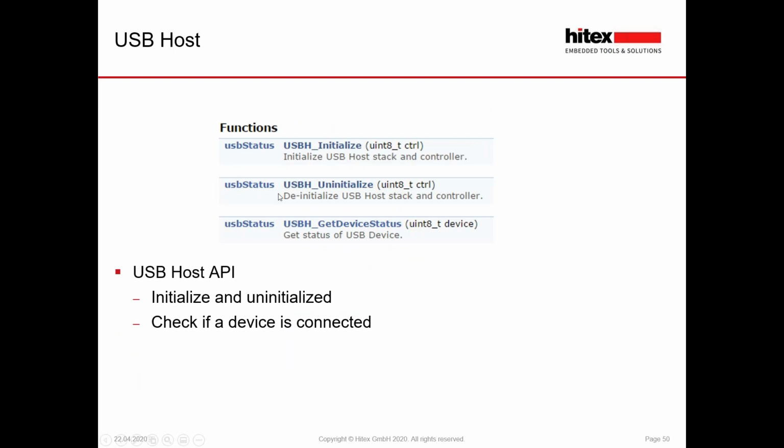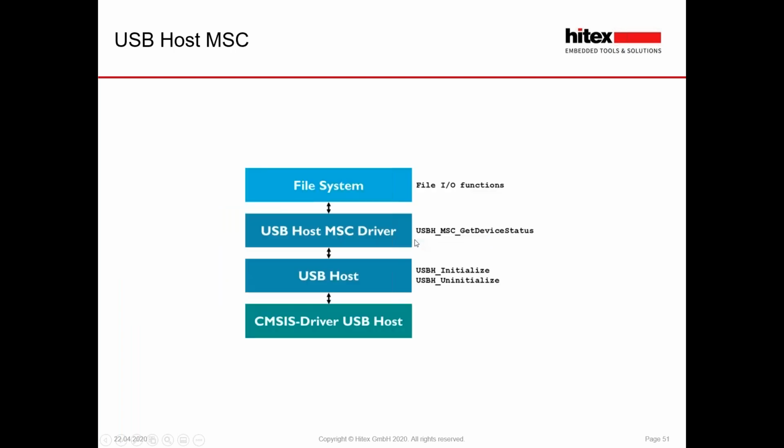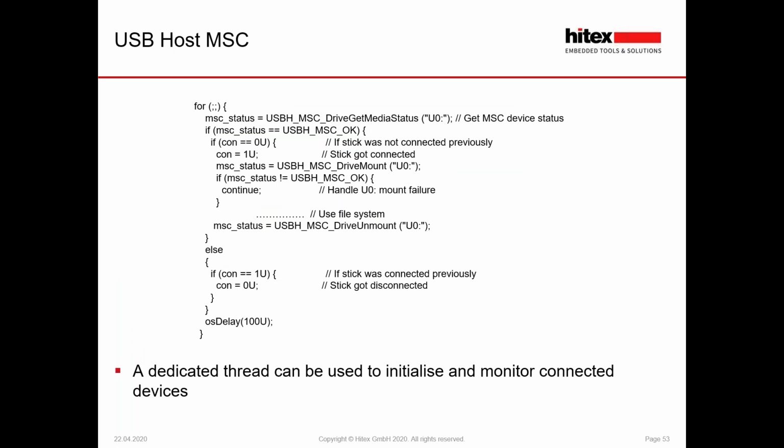So again, we have a simple API to start up. We can say USB host initialize, and then we can look around to see if a device is detected. With the USB host, we need to structure things slightly differently so that when we start the device running, we have a dedicated thread, which is basically checking for the status of the USB host.